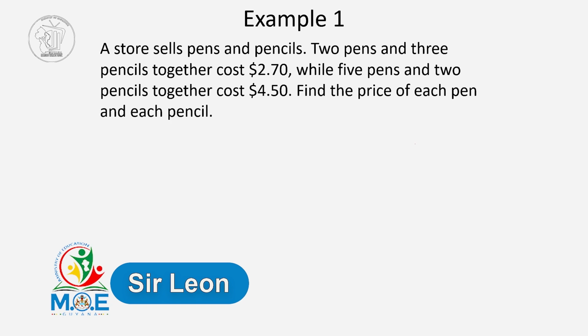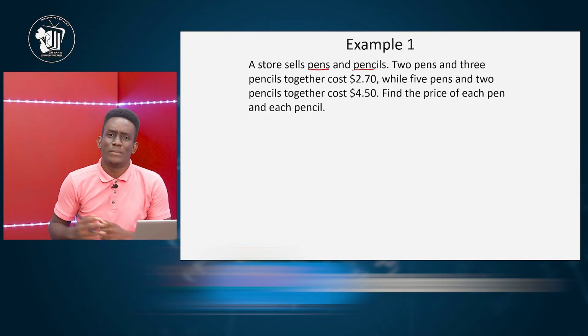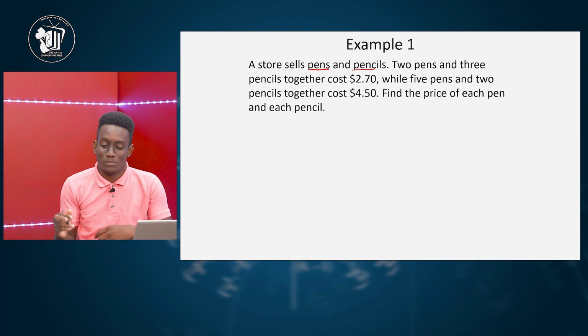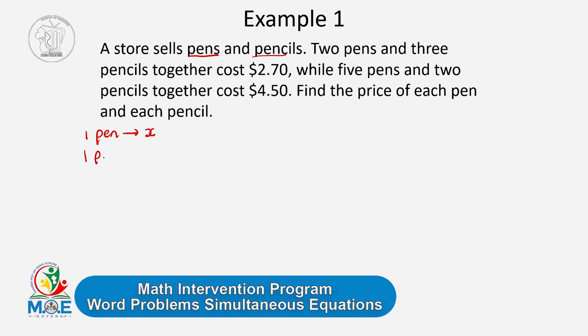So the first thing we want to do is identify some variables for pens and pencils. Both of them start with P, so it doesn't make sense that we use P. So we can say one pen will be represented by x, and one pencil will be represented by y. So 2 pens and 3 pencils together would cost $2.70. So we write that as an equation.